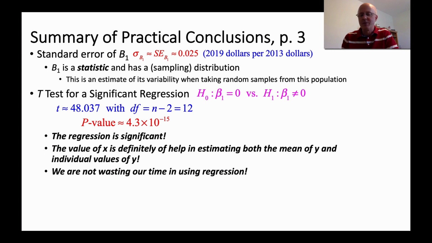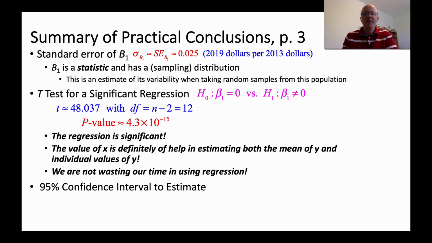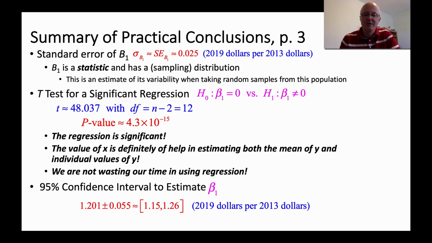If you were not able to reject the null hypothesis in this situation, you might say, well, is this regression even worth doing? Are we wasting our time? Now a 95% confidence interval to estimate beta 1. We did it in the last video as well with formulas, and it turns out to be this thing. Focus on the interval form of it from 1.15 to 1.26. The units would be $2019 per $2013.